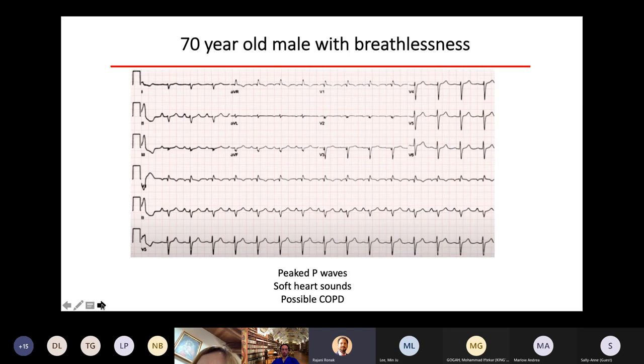A 70-year-old male with breathlessness, we can see that the patient has a sinus tachycardia. We can see, too, that we've got peaked P waves, which would be in keeping with right atrial enlargement. We hear very soft heart sounds. So this is possible COPD, pulmonary hypertension, or cor pulmonale.